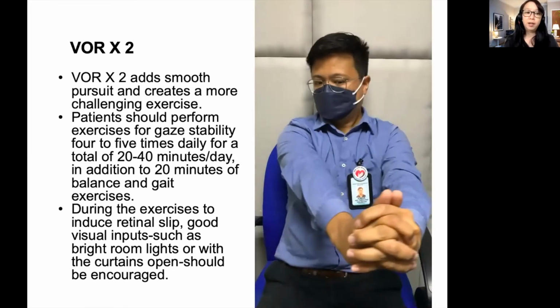Again, they should perform the gaze stability exercises 4 to 5 times daily for a total of 20 to 40 minutes a day, in addition to 20 minutes of balance and gait exercises. During the exercise, it's good to induce retinal slip. To induce that, you need to be in a bright room, with the curtains open so that they can focus better.